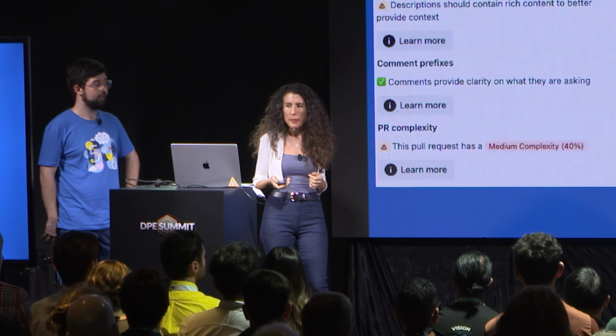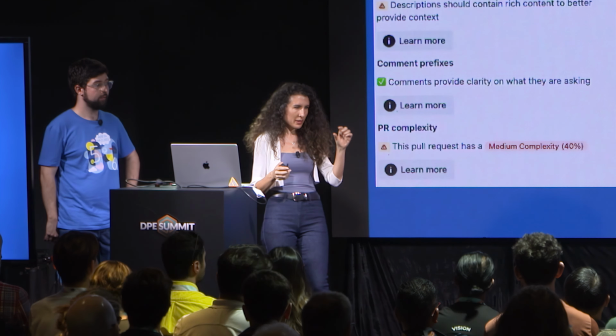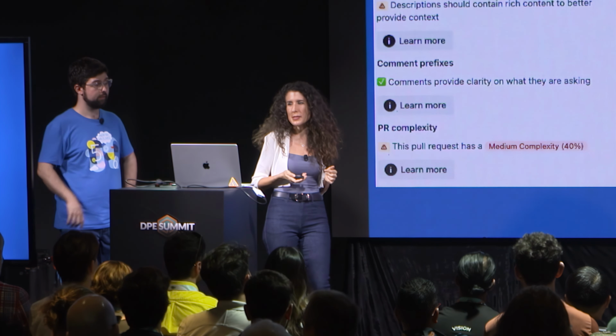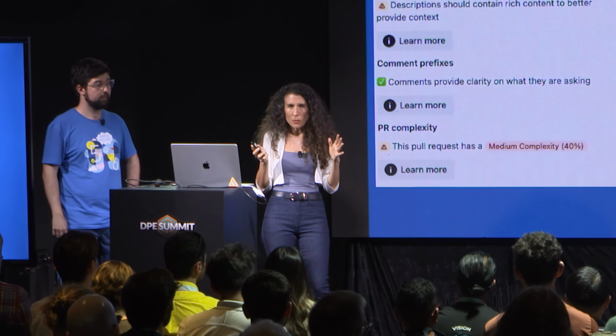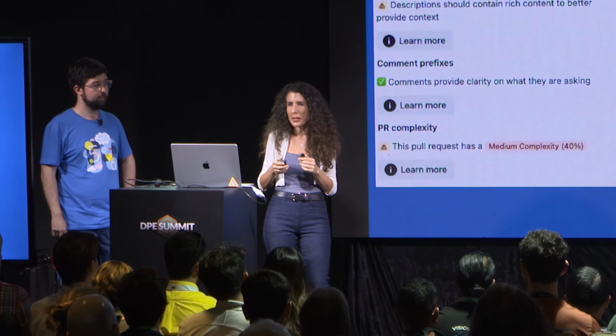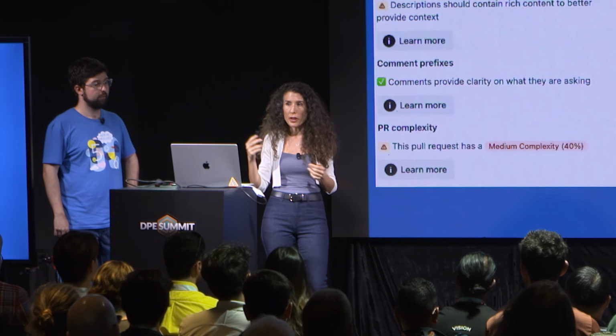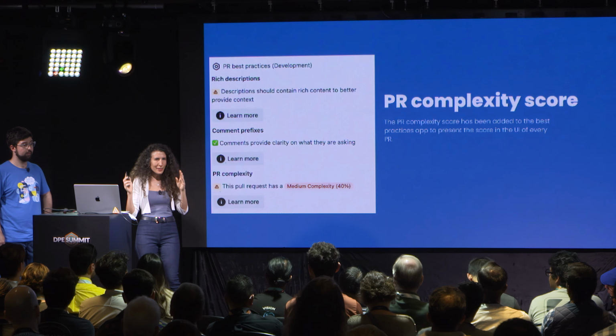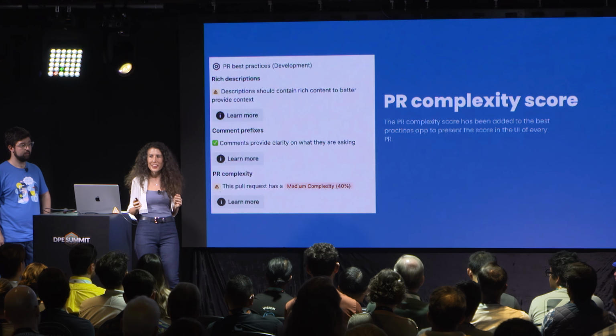and it's part of the same app. This is done by adding an additional UI element to the same app and to the pull request UI. So the complexity level, whether low, medium, or high, is immediately visible to both the author and the reviewers. So it eliminates any need for mental calculation, people having to think about it.